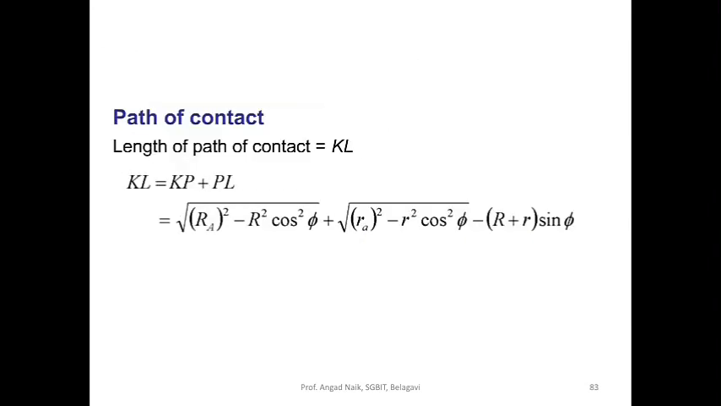Hence, the total equation of path of contact, which is KL, can be written as KP plus PL. Adding the equations that we got for path of approach and path of recess together, we get square root of Ra square minus R square cos square phi plus square root of ra square minus r square cos square phi minus (R plus r) into sin phi. This is the final equation of path of contact.